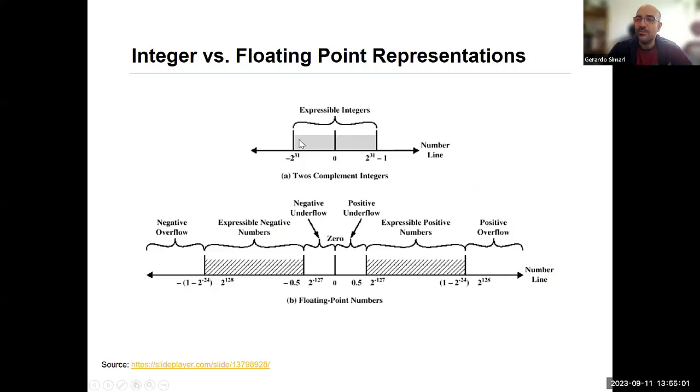Integer numbers, they're pretty simple. Like I was saying, if you have 31 bits, then you can represent from 0 to 2 to the 31 minus 1, and the same in the other direction. But in floating point numbers, you have to deal with things like underflows, things that are too small to represent. Then you have your expressible positive numbers, and then you can also run into positive overflows. And the same, of course, on the other side, since this is symmetric.